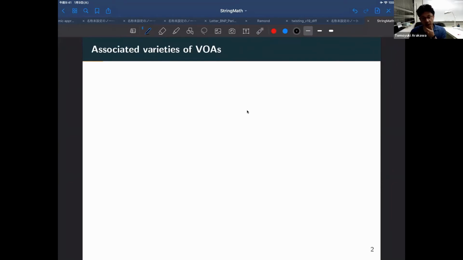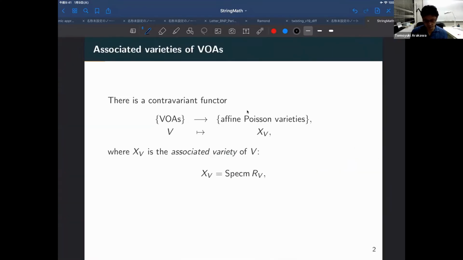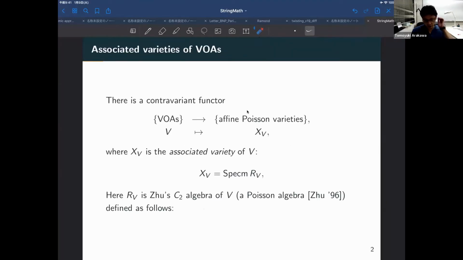So the associated variety of a vertex operator algebra is a certain invariant of a vertex operator algebra, which is analogous to the associated variety of the primitive ideals of the enveloping algebra of a Lie algebra. And so there is a contravariant functor from the category of vertex operator algebras to the category of affine Poisson varieties. So the functor is just given by taking the spectrum of some Poisson algebra that is called the Zhu's C2 algebra.